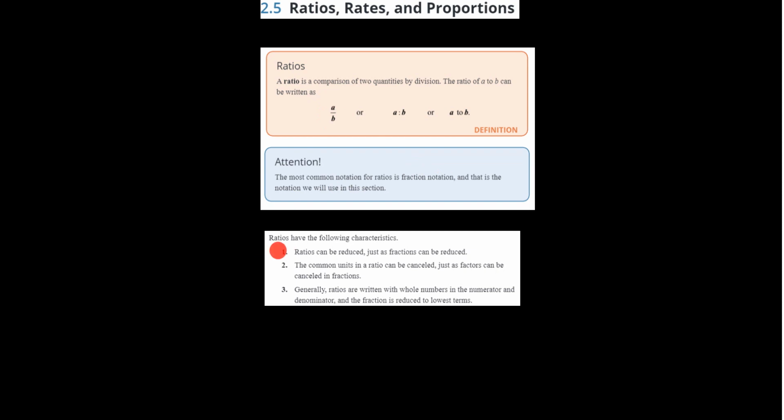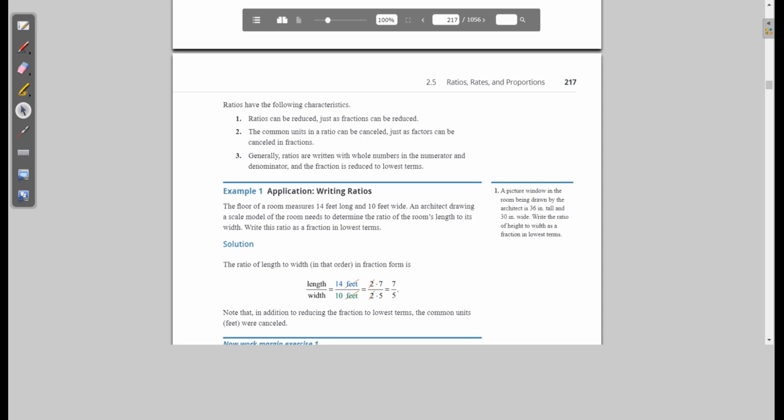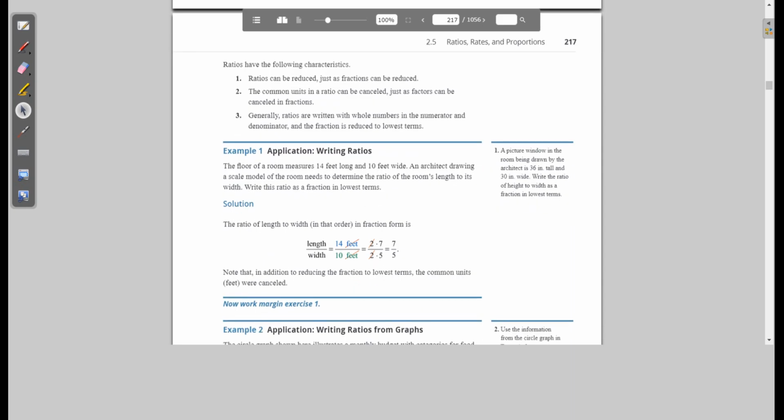So ratios have the following characteristics. Ratios can be reduced just as fractions can be reduced. So we're going to be doing lots of reduction today. The common units in a ratio can be canceled just as factors can be canceled. And generally, ratios are written with whole numbers in the numerator and the denominator, and the fraction is reduced to lowest terms. So we're going to be doing quite a bit of reduction today, but it's not too hard because we've done things like that before.